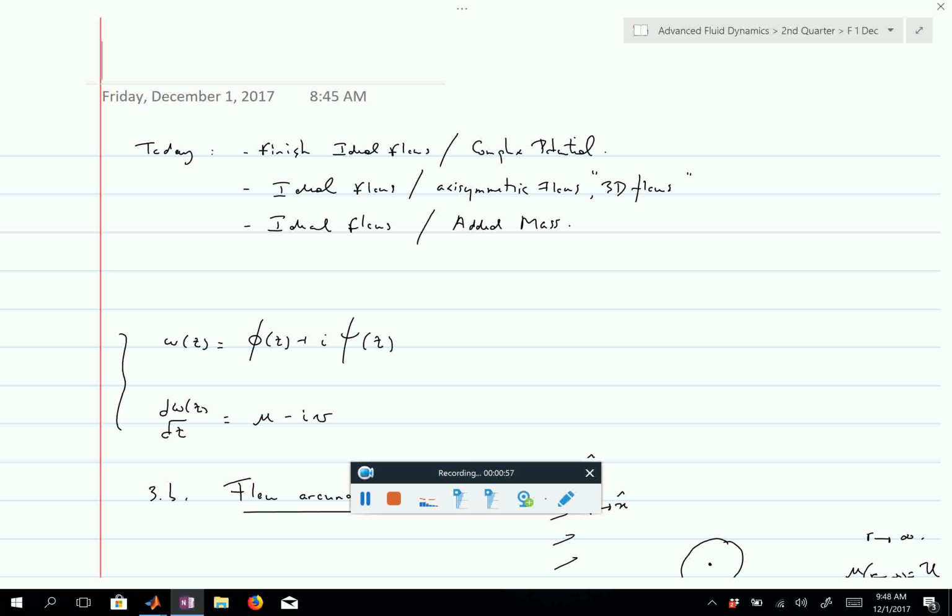So, quickly answering a question from one of you. When we looked at real potentials, we looked at the flow around the cylinder when the uniform flow was in this direction, right?